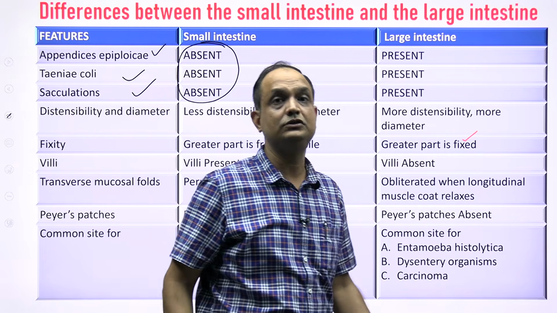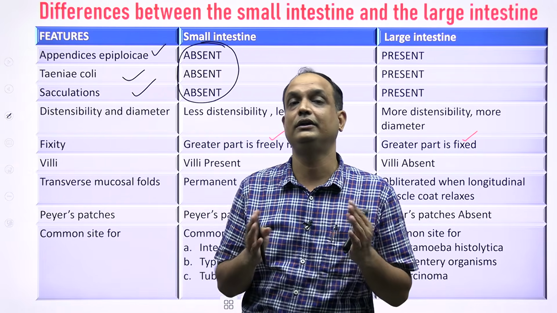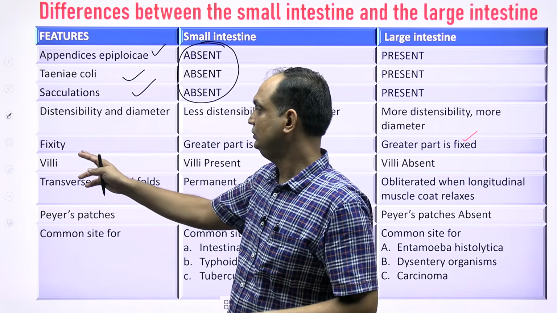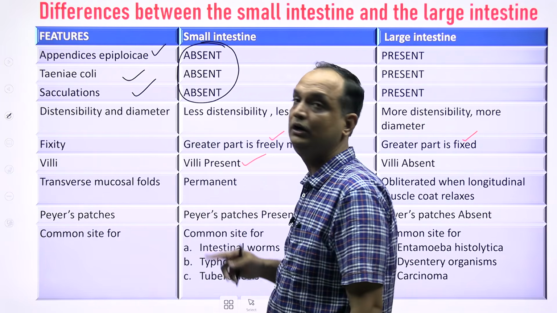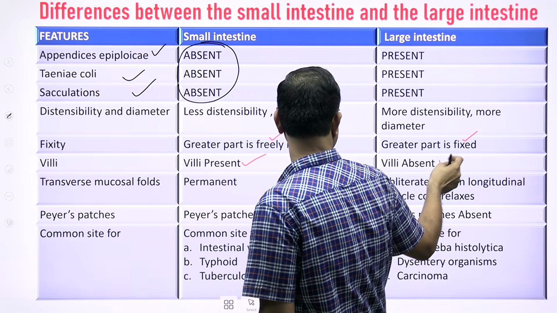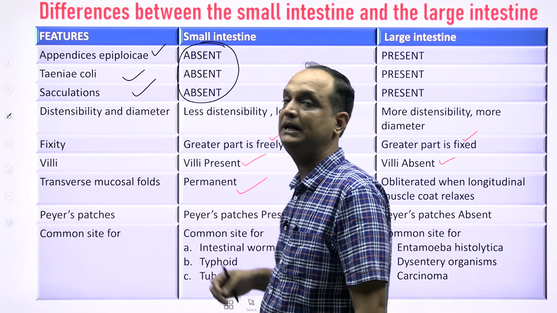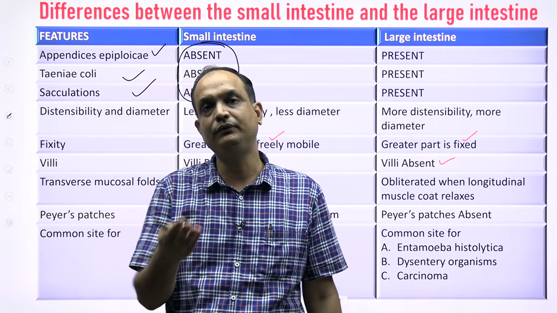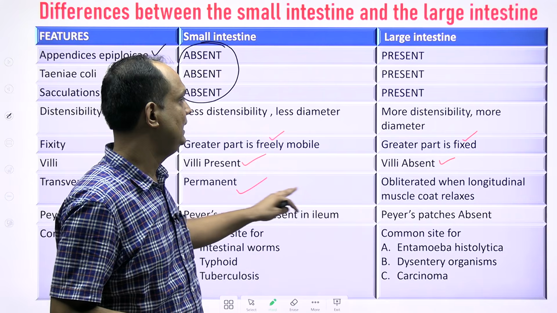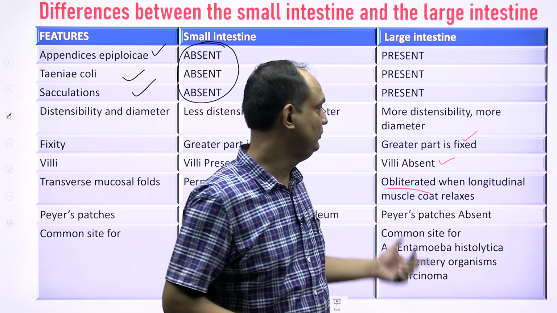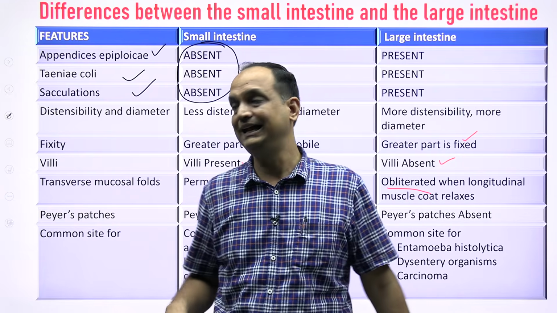Now when you see the histology, you will realize the colon does not have villi, and the colon does not have plicae circulares. So the villi are present in the small intestine and absent in the large intestine. The mucosal folds known as plicae circulares are a permanent feature of the small intestine, although they are not actually present all the time. They may be obliterated when the longitudinal muscle coat relaxes.